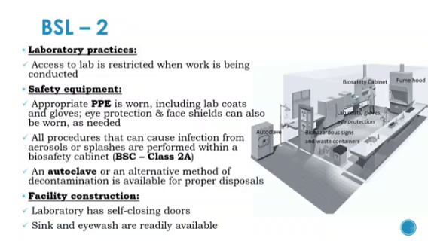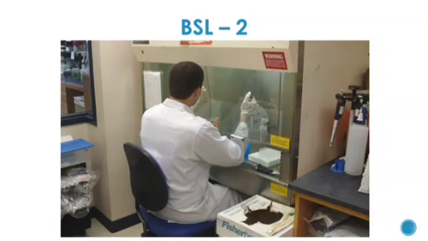Facility construction. The laboratory should have self-closing doors. A sink and an eye wash are readily available. This image shows the work being done in a biosafety cabinet, probably Class 2A, with appropriate personal protective equipment like lab coat and gloves being worn.